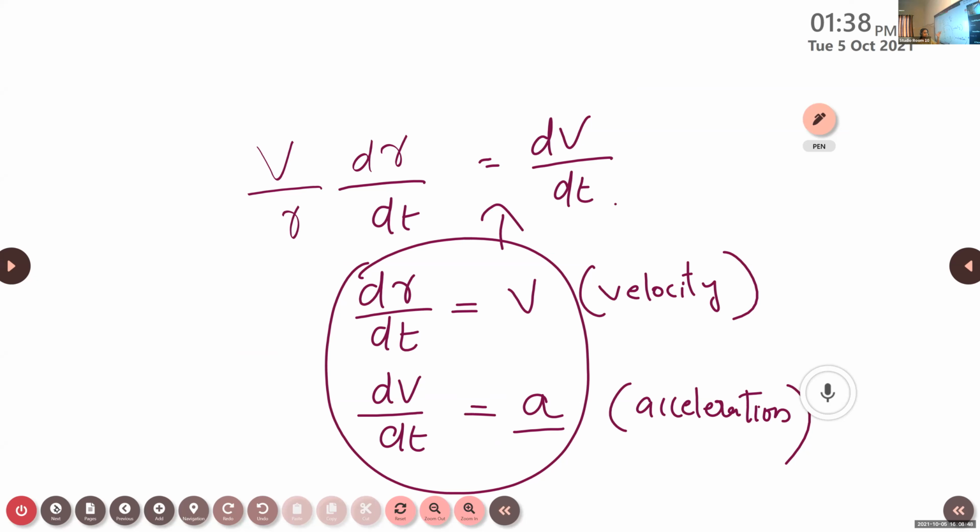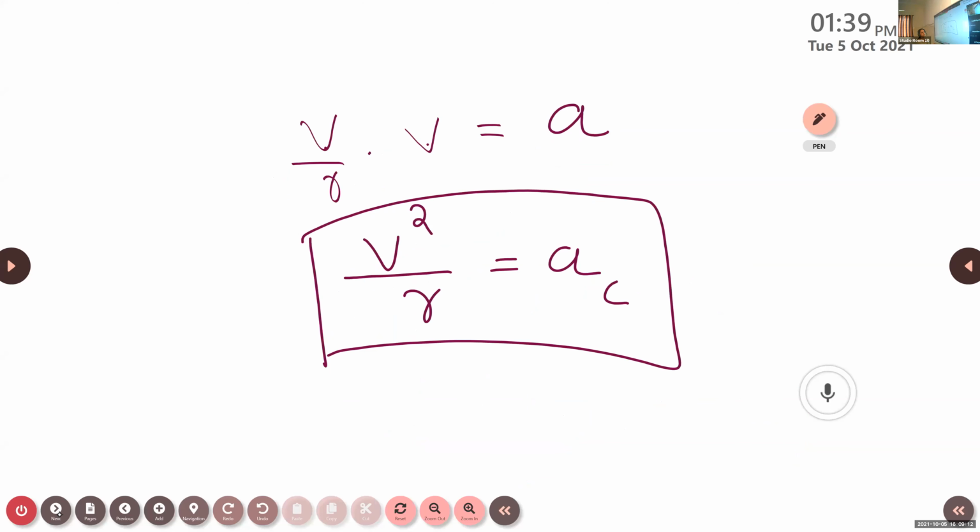We know that dr by dt is the velocity, the rate of change of displacement of the particle. It represents the velocity of the object, the linear velocity. dv by dt is the rate of change of velocity, which is the acceleration possessed by the object. So we substitute the values of dr by dt and dv by dt into the above equation. It becomes v by r into v is equal to a, or v square by r is equal to a.